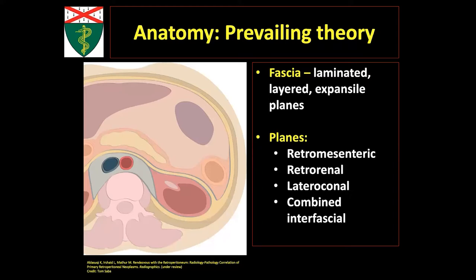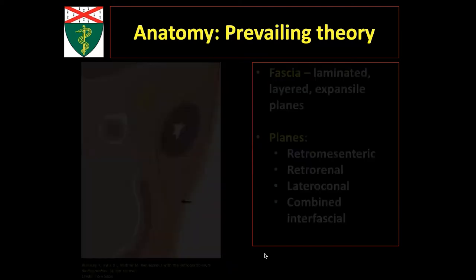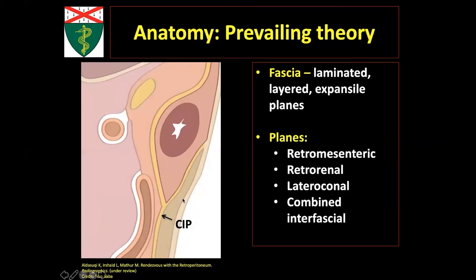And so if we want to push our limits of knowledge beyond the vocabulary that we've already established, it's important to add a few other things. This is the retromesenteric plane, which is the plane that occurs when Gerota's fascia expands. You have the retrorenal plane, which is the plane of the Zuckerkandl's fascia when that expands, and the lateral conal plane, the plane when the lateral conal fascia expands. These meet out laterally in something called the fascial trifurcation, and that extends out inferiorly as something called the combined interfascial plane.